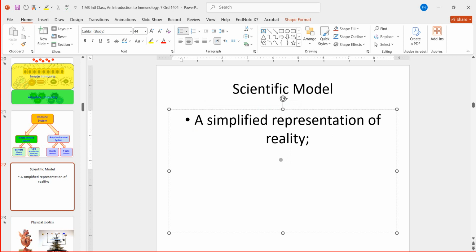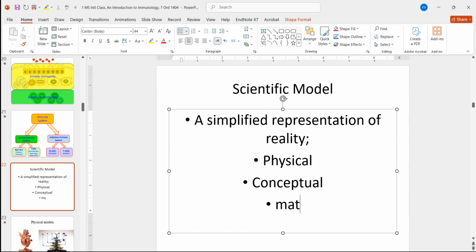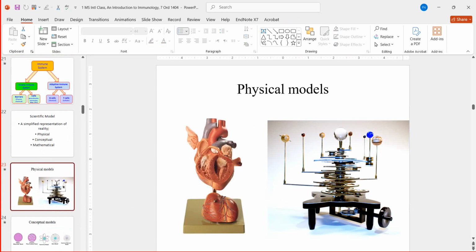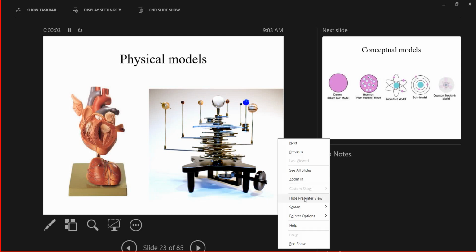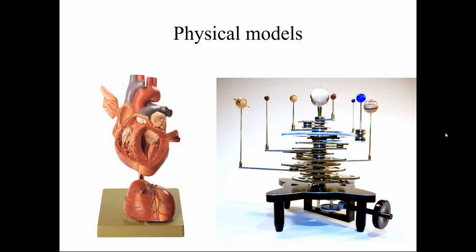We have three groups of scientific models: physical models, conceptual models, and mathematical models. It's never 100% correct, either one. Absolutely. That is what is inherent in the meaning of model. What are physical models? Things like this. You make something physically. You can hold it, you can touch it. It's called a physical model.